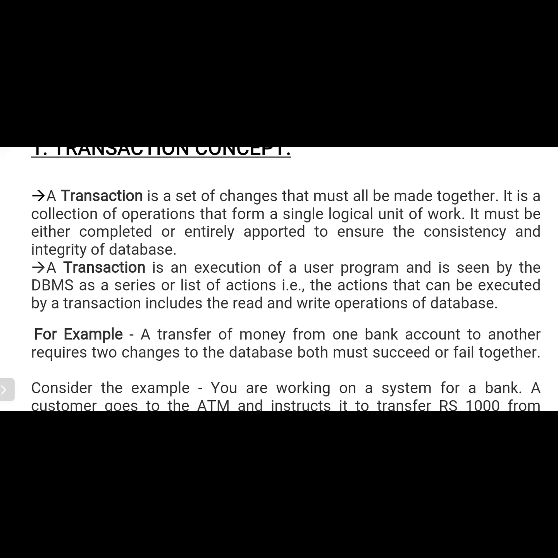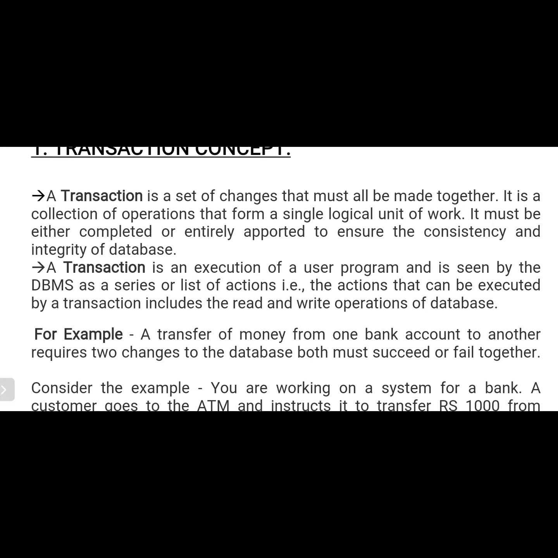Okay, it must be either completed or entirely aborted to ensure consistency and integrity of the database. So that means in some situations, we are dealing with completed transactions, and in some situations, incomplete transactions. Whatever it may be, the main responsibility of transaction management is successfully executing the transactions.